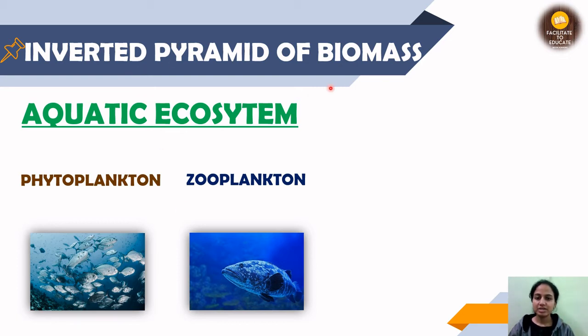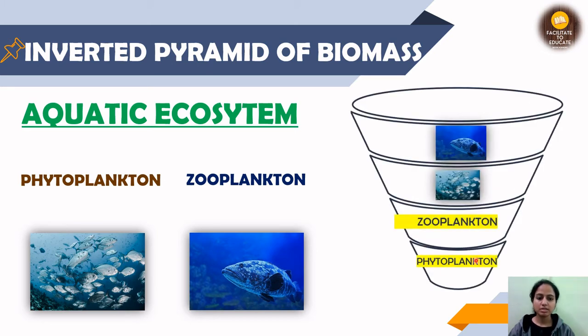So when we take the biomass of phytoplankton and zooplankton, it is much lesser than that of the big fish. So the pyramid will be something like this. The phytoplanktons will be at the bottom, right, with the least amount of biomass, then zooplankton, then the fishes, and ultimately the big fishes will always have the greatest biomass in the aquatic ecosystem. So this is an example of an inverted pyramid of biomass.